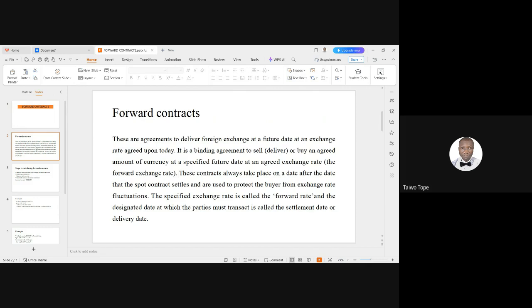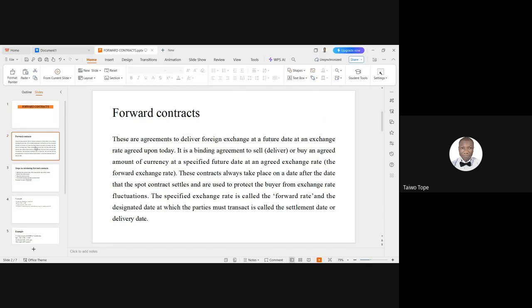Also, in terms of the obligation, since it's a contract, it is legally binding between both parties. That is, the buyer must buy and the seller must sell at the agreed price. So regardless of the changes in market conditions on the settlement date, the price agreed upon on the day the transaction is entered into must be fulfilled.